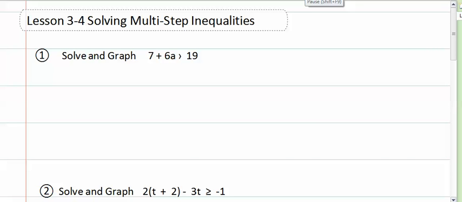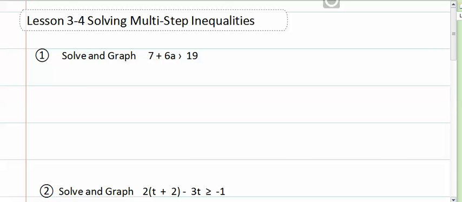Okay, this is lesson 3-4, solving multi-step inequalities. Case number 1, we're going to solve and graph 7 plus 6a is greater than 19. So I want you to copy that problem down, and then we're going to solve it together.